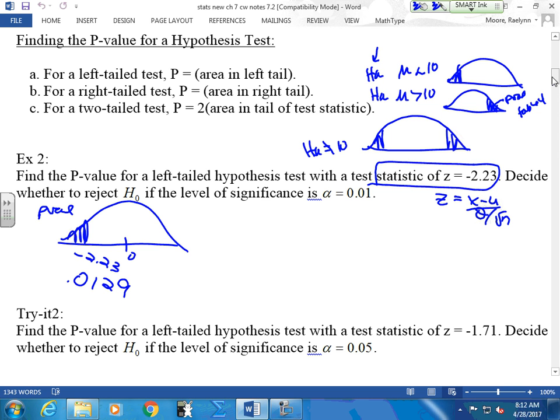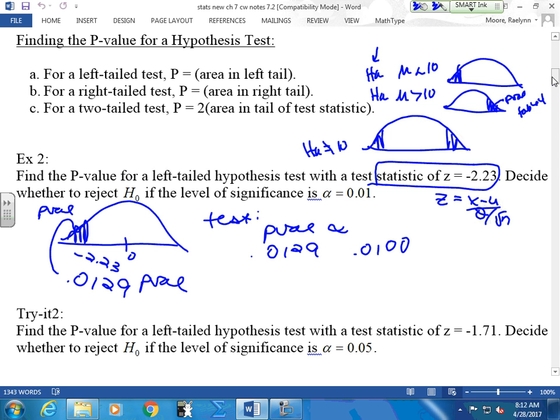This is my p-value. This is my area under the curve. Probability value, the area under the curve. So now, I need to test. Here's my test. P-value to my level of significance. If my p-value is 0.0129 and my level of significance is 0.01, line up those things, put 2 more zeros in there. Just get the zeros down here.